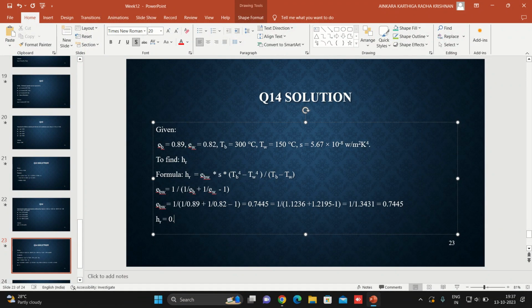HR is equal to 0.7445 into S, which is 5.67 into 10 power minus 8, into TB, which is 300 plus 273, 573, to the power 4, minus 150 plus 273, 423, to the power 4, divided by 573 minus 423.